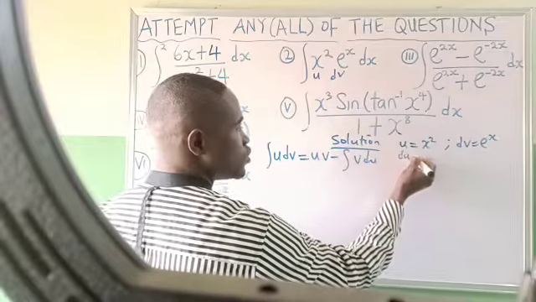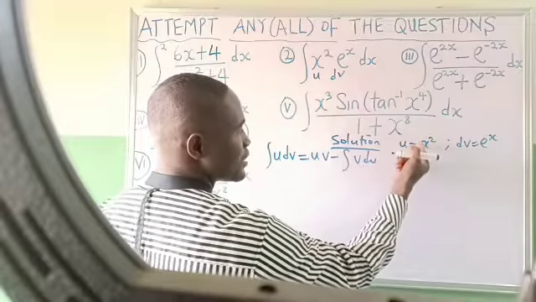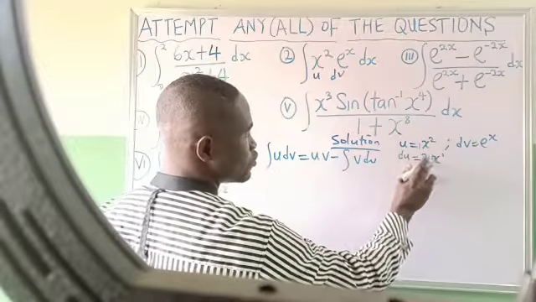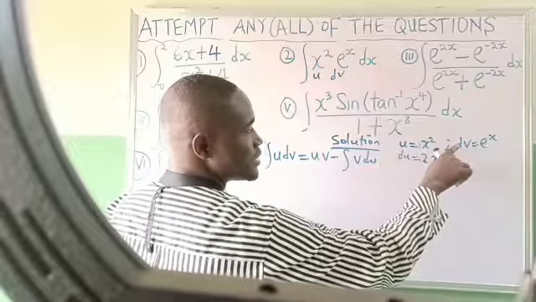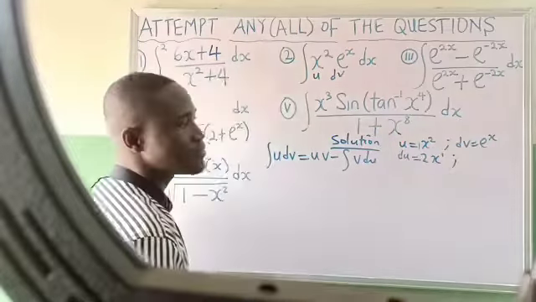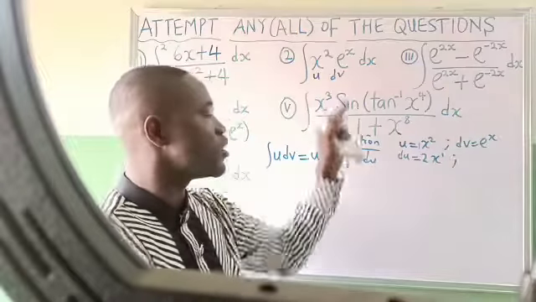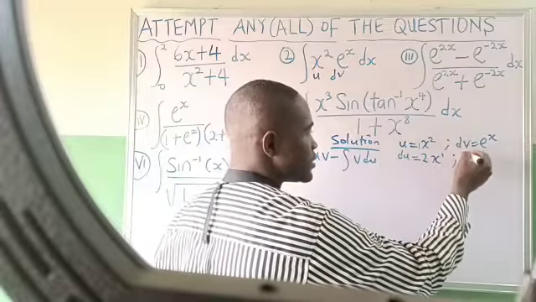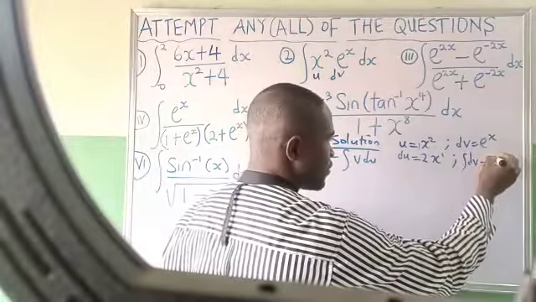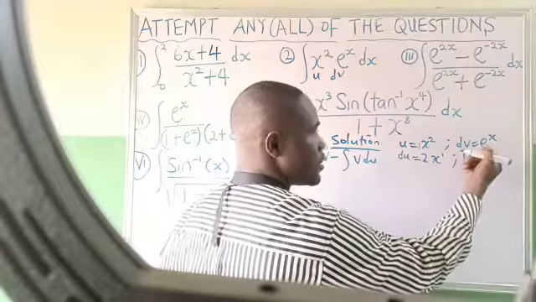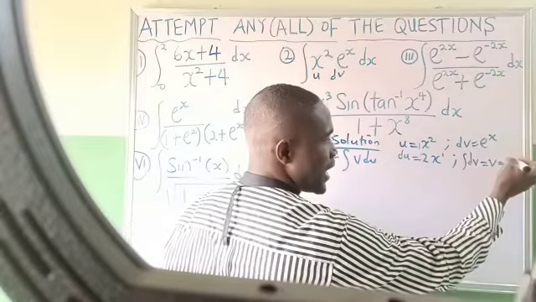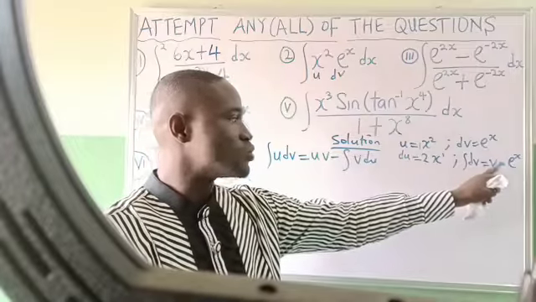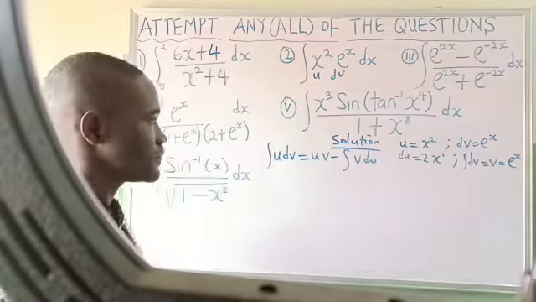If I differentiate u, what will I have? The power times the coefficient 1, the power minus 1. I will have 2x. Since we are given dv from the equation, to get v we have to integrate dv. If I integrate exponential x, it will still give me exponential x. That means the integral of dv is equal to v and is equal to exponential x.